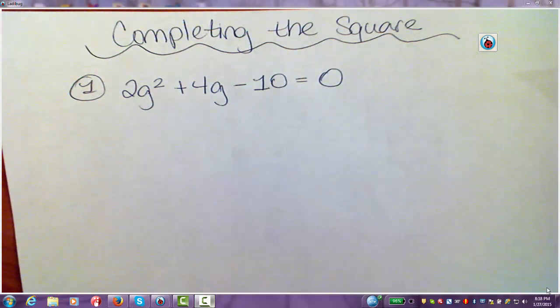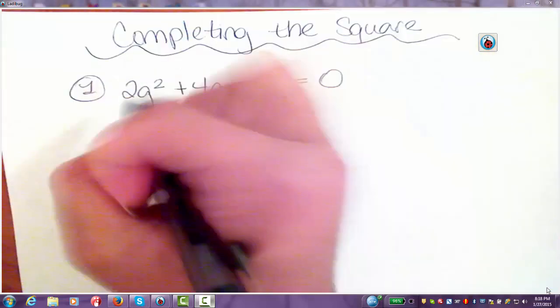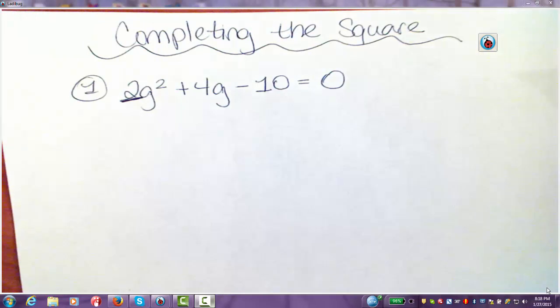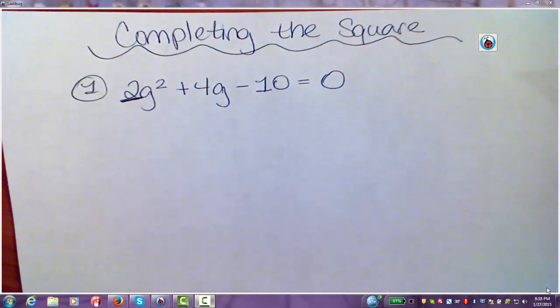This is a video for completing the square. So to start off, we have the equation 2g squared plus 4g minus 10 equals 0. So the first thing you want to do when you are completing the square is see what your a value is. In our case, our a value is 2. Remember, a is your leading coefficient. So ours is 2.